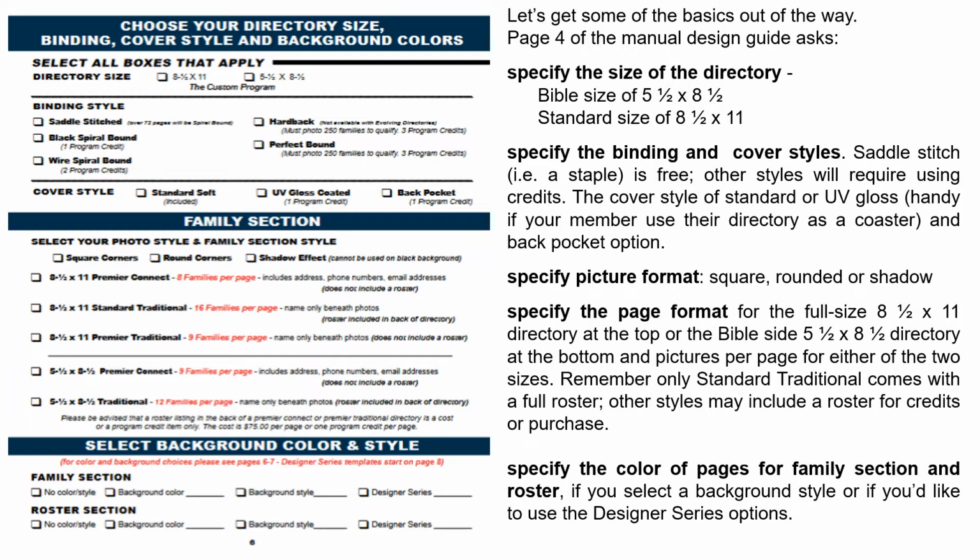The cover style of standard or UV gloss, handy if your members use their directory as a coaster, and back pocket options are available. Specify the picture format. Do you want your picture square, rounded, or with a shadow? Specify the page format for pictures per page for either of the two sizes. Remember, only the standard traditional comes with a full roster. Other styles may include a roster for credits or purchase. And finally, specify the color of pages for the family section in the roster, if you select a background style or if you'd like to use the designer series option.